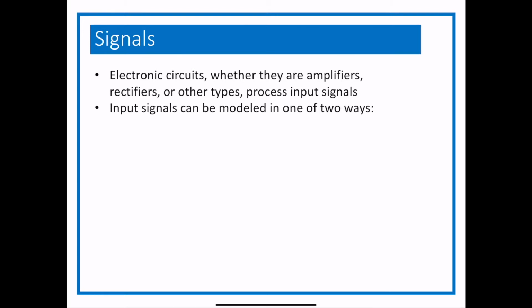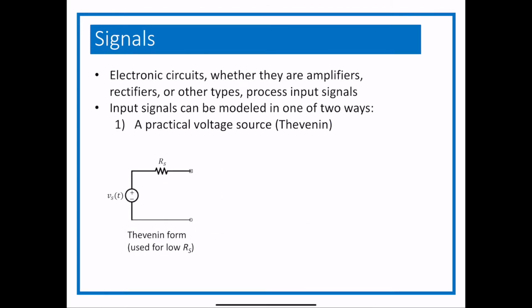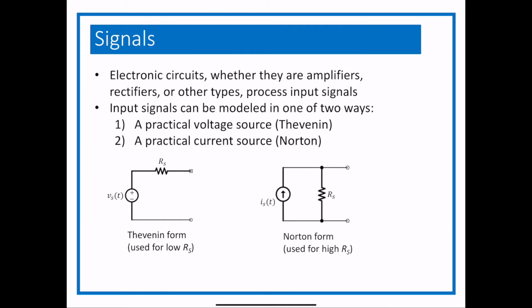We're either going to look at a practical voltage source, in which we have some source voltage with a series resistance, and we usually use this form if the series resistance is relatively low. For a current source, we would use that if the series resistance was rather high. Usually we use practical voltage sources more than anything in here, but one or the other will be representing the signal going into the circuit.